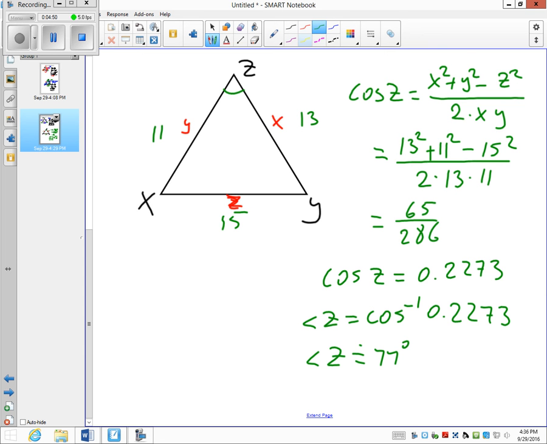Okay, that's how we solve an oblique triangle using cosine law for the missing angle. Hope you found that helpful.